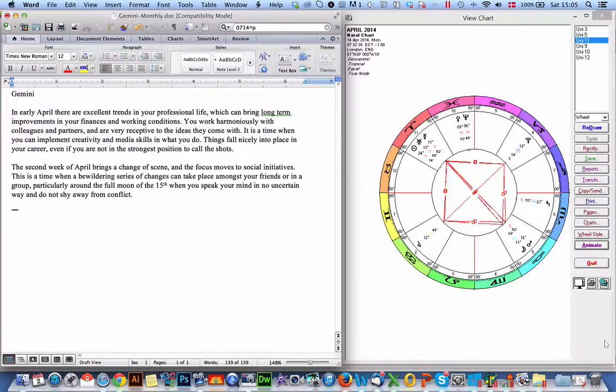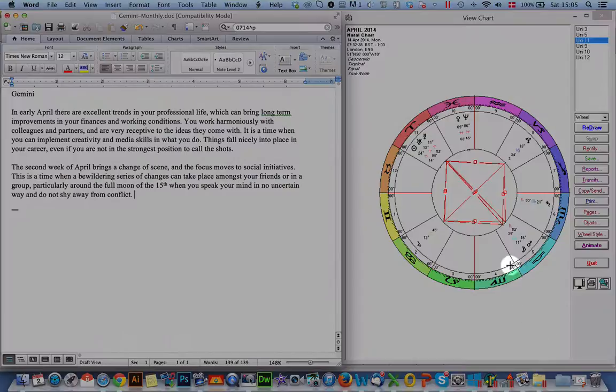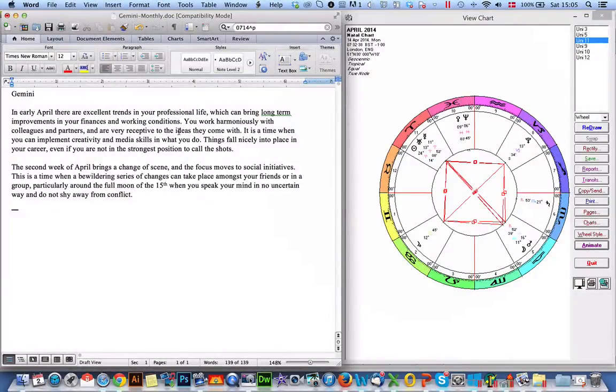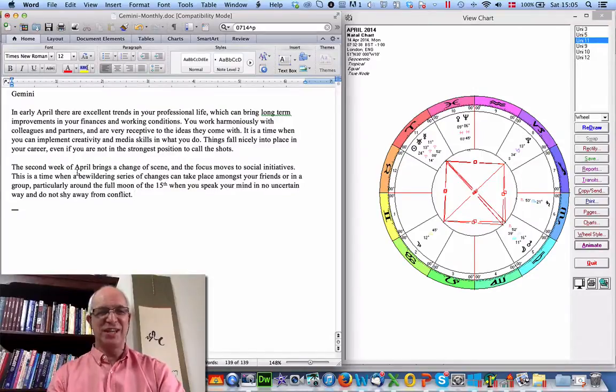So early on in April, actually, Mercury is probably in Pisces, and it's going to be trining Jupiter, so that would actually be a rather nice influence, and you might start writing something about it's good for long-term improvements in your finances and working conditions. Mercury trines Saturn as well. And then you get on to the 2nd week of April, where the full moon occurs, and here I write about a bewildering series of changes which can take place amongst your friends or in a group.